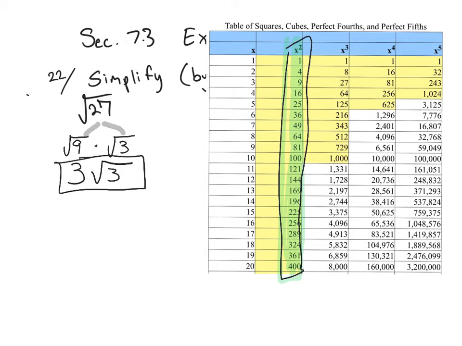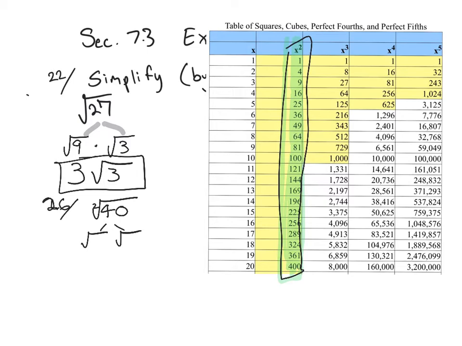All right, let's do another one. Let's go from your book, number 26. Using the same technique, let's go with the square root of 40. I'm still looking at perfect squares, because my index is 2. So you always look at your index.